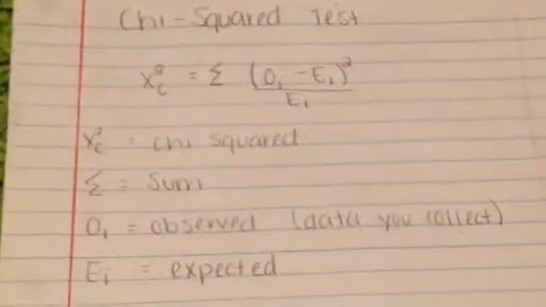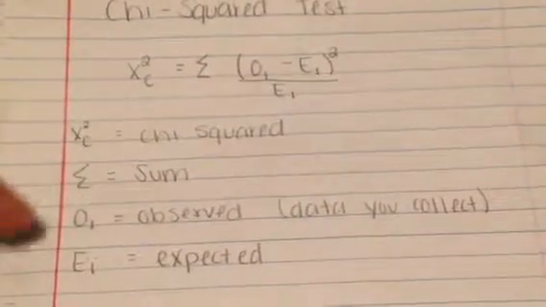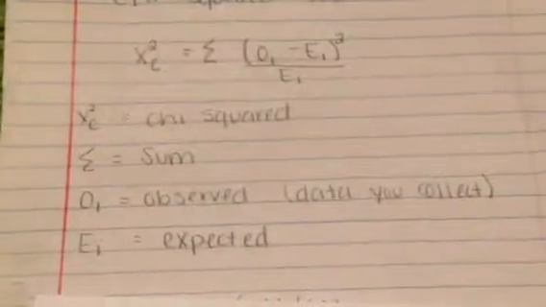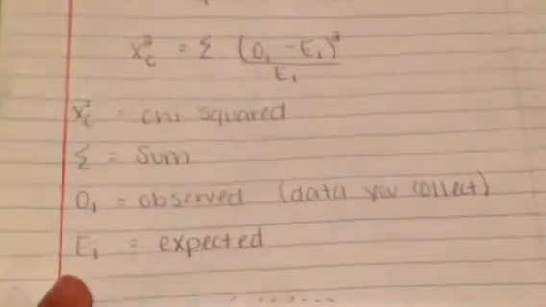So this little part, the chi-square, that's what you're trying to figure out. The weird looking E is the sum. The O is observed, the data you collect from your experiment. And the E is what you expected from the results.